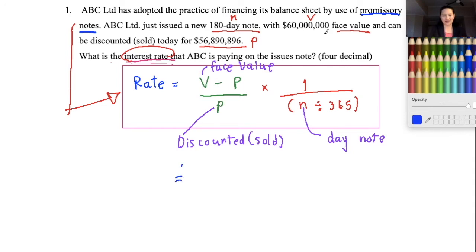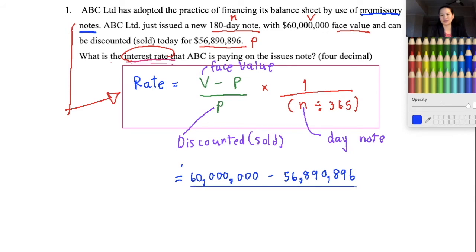V is 60 million, minus P, the discounted value, so 56,890,896, and then all of them divided by P again.